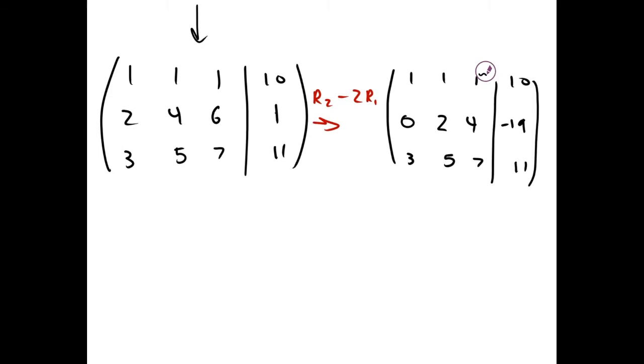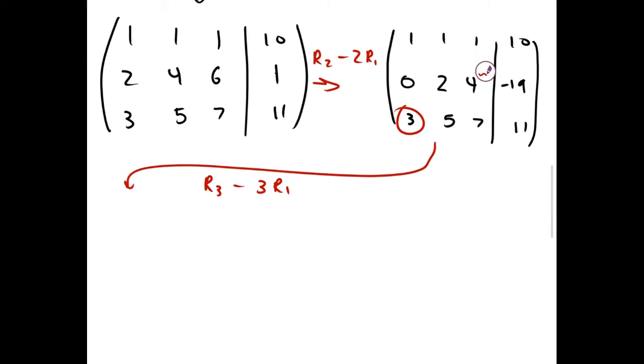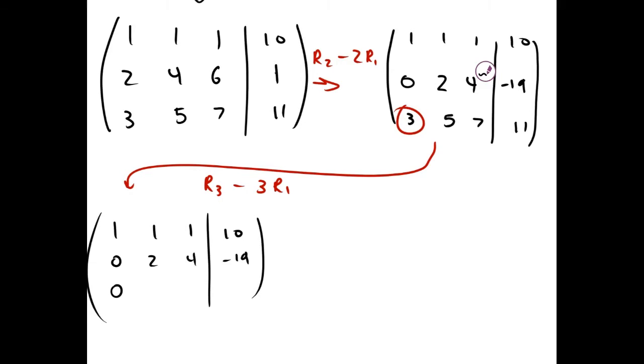Okay, so now that we have a 0 here, next step is to make this a 0. We do that by taking R3 and subtracting 3 of R1. This gives us an unchanged top row and an unchanged second row. We get a 0 here, and then a 2 here, and a 4 here. And then negative 30 plus 11, which is negative 19.